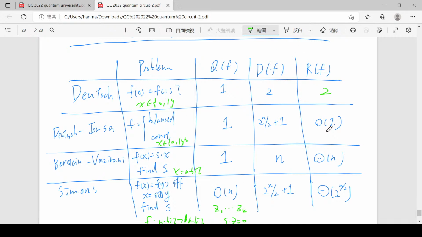And then here are the quantum query complexity, the classical deterministic query complexity, and the classical randomized query complexity, with the separation getting bigger and bigger. Well, yeah.